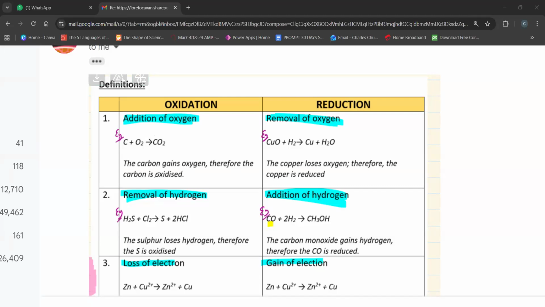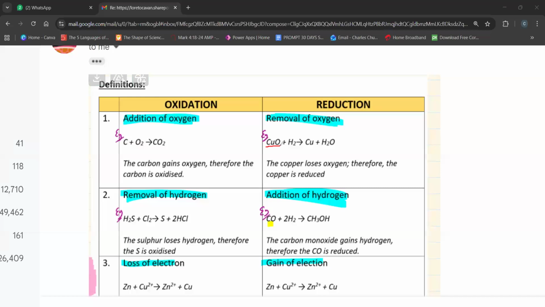If you're looking for an oxidation agent here, then the oxygen itself is the agent of oxidation. Then if you look at the side of reduction, reduction is the opposite: removal of oxygen. So this compound had oxygen. That is copper(I) oxide, or rather, sorry, copper(II) oxide.